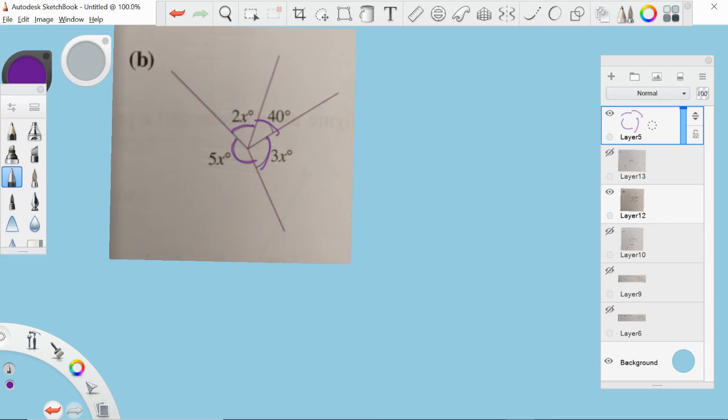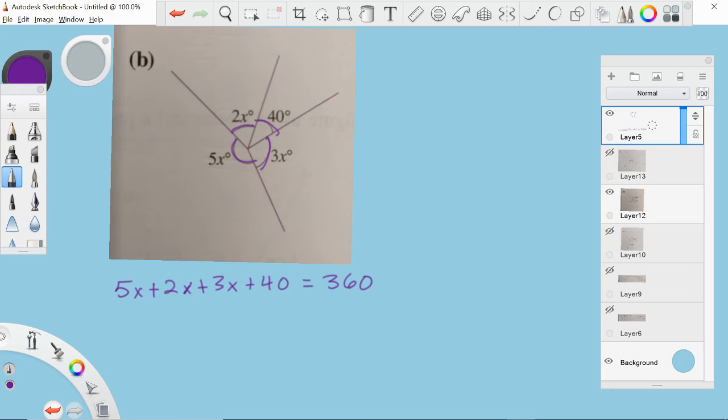So this time I'm not going to do it vertically. I'm just going to go left to right. I've got 5x plus 2x plus 3x plus 40 is equal to 360. Now I'm not writing the degree symbol because it's just kind of a waste of time here.